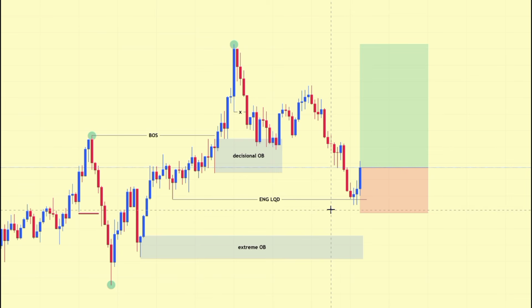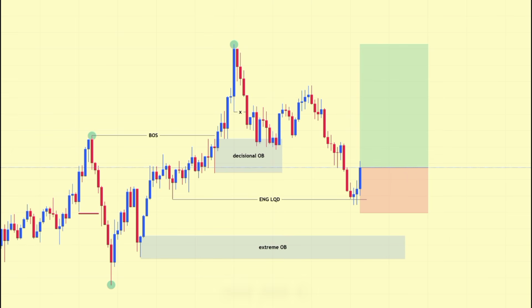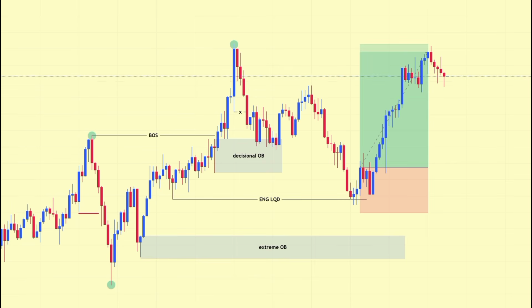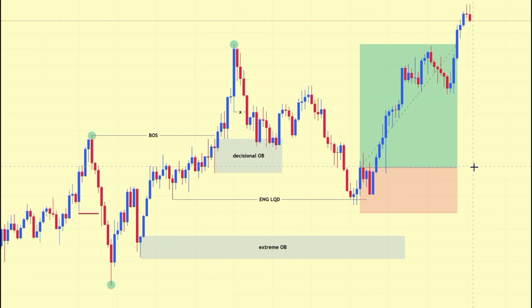Just know that the engineering liquidity can also fail, and if it fails, then you'll be looking to buy upon mitigation of the extreme order block. If I continue running price, we can clearly see that price is heading in our favor, and ultimately price made it to the external liquidity exactly right there, after the sweep of the engineering liquidity. So that makes the third entry module.